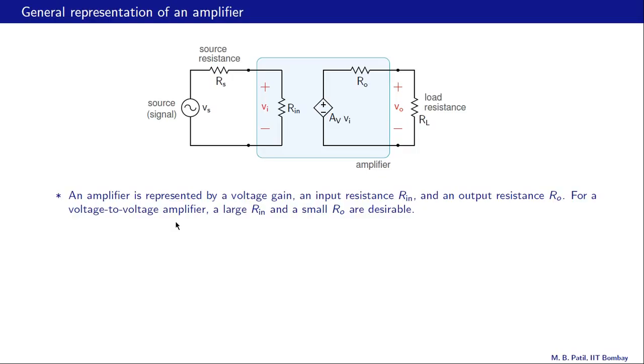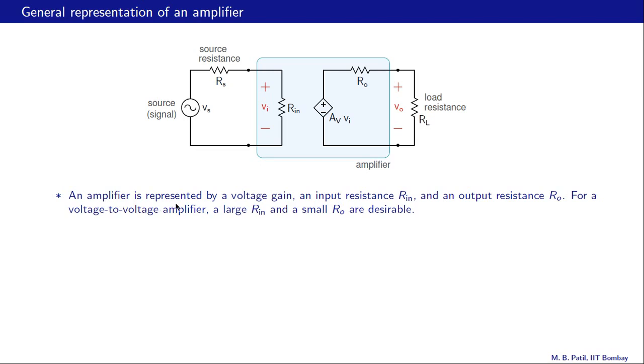Let us now consider a general representation of an amplifier as shown in this figure. So this box here represents the amplifier. This is the source side and this is the load side. The source is represented by a voltage source in series with a source resistance Rs, and the load is a load resistance RL.